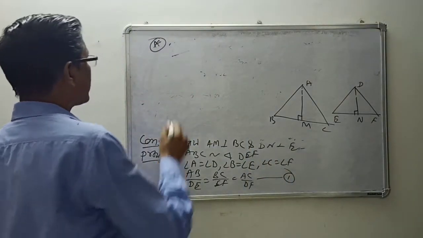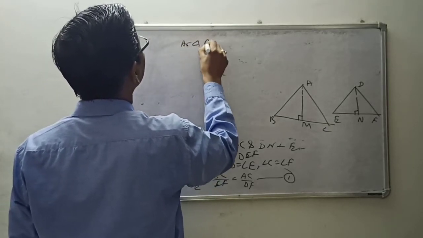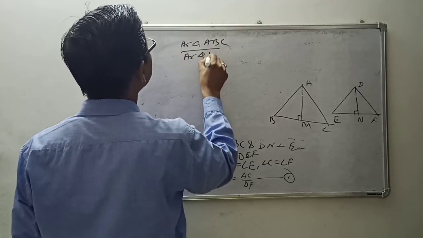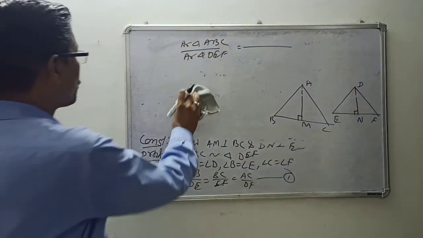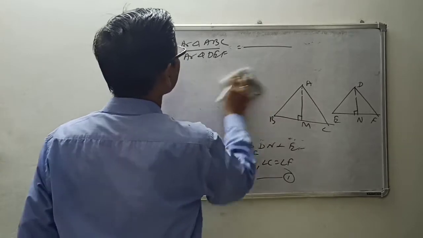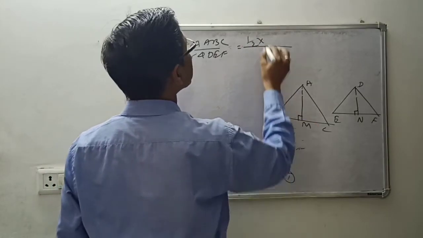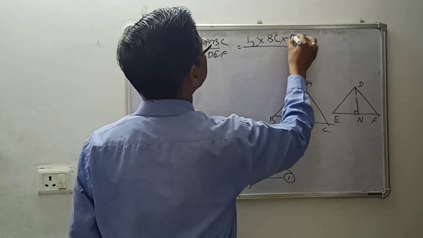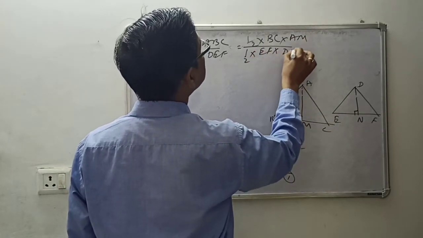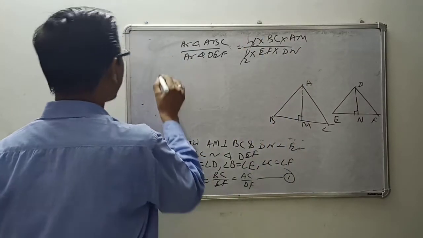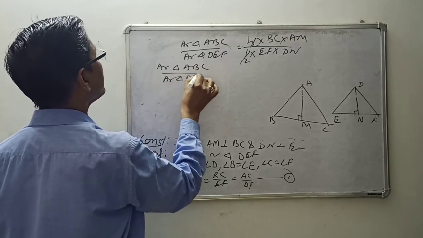So what we have done after this, the area of the triangle ABC by the area of the triangle DEF is equal to, area means you know half into base into corresponding height or altitude. So if you have taken BC as the base, so look, half into BC into its altitude AM. Similarly here it will be half into EF into DN. Both halves are cancelled.